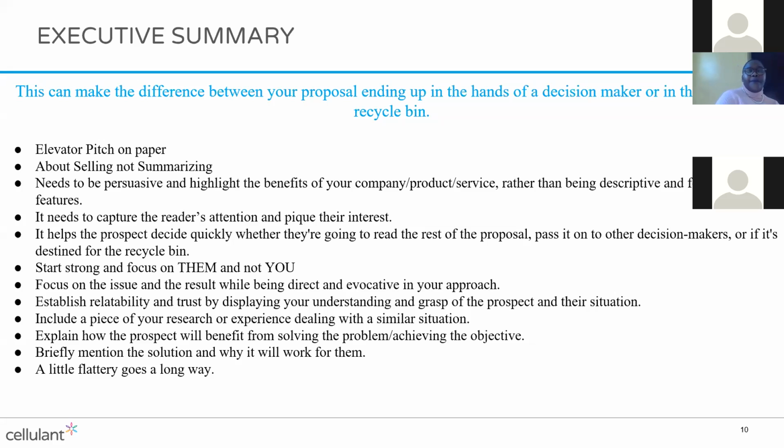And also remember, a little flattery goes a long way. So it's important to throw in a few sentences about how amazing that product may be, or that service, or the fact that they are a market leader, something that will make the reader feel good about themselves when they read the proposal, before you come in with the challenges that they are facing and how you can solve them.